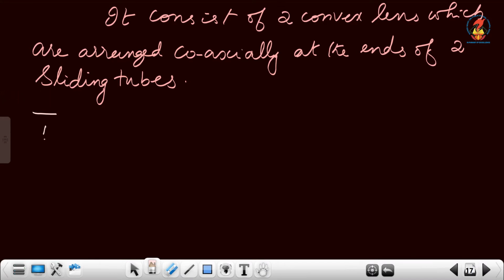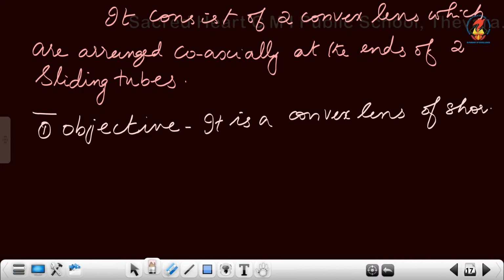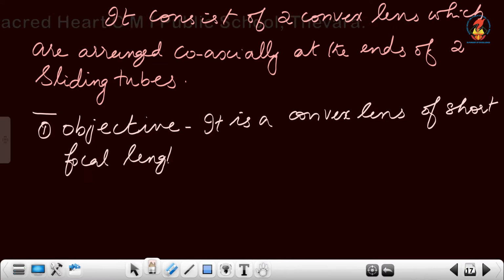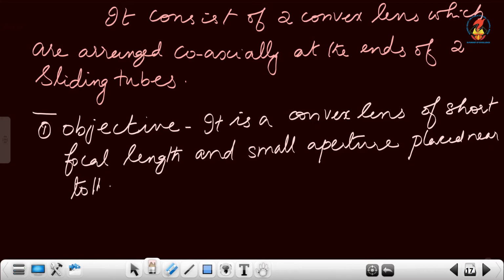First one is objective. From the name itself it is clear, objective means the one which is close to the object. It is a convex lens of short focal length and small aperture. The lens is of short focal length and small aperture, which is placed near to the object.